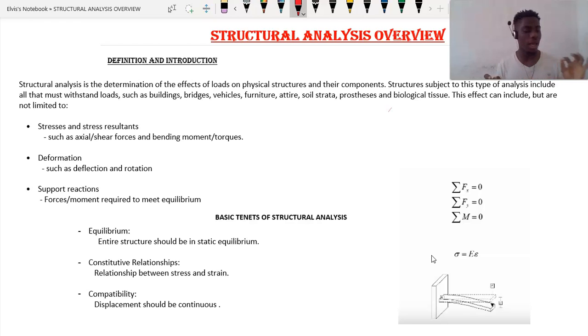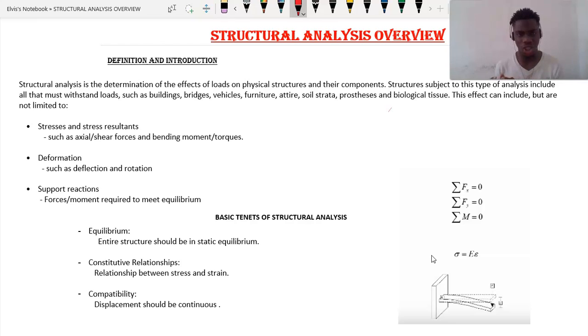Now in this lesson, I'm going to be teaching you guys what we know as structural analysis. What is structural analysis? Structural analysis is the determination of the effect of load on physical structures and their components. What do we mean by this?